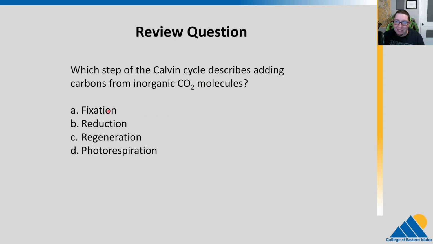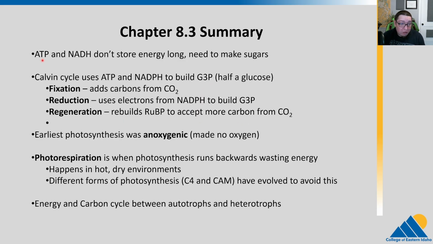That is called fixation. So we saw in the previous section that the light dependent reactions produce that ATP and NADPH, but they don't store energy long. We need to utilize that to make sugar. So the Calvin cycle uses that ATP and NADPH to build G3P, half a glucose molecule. It does that first by fixing carbon from CO2. It sticks the carbon molecules together, and then we reduce using electrons from NADPH to build G3P. And then we have regeneration, which rebuilds the RuBP, which can then go on to accept more carbon from CO2. So it's cyclical in nature.